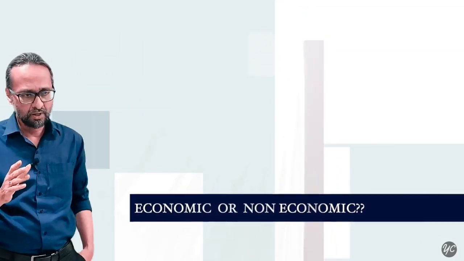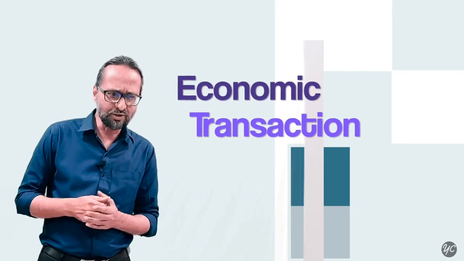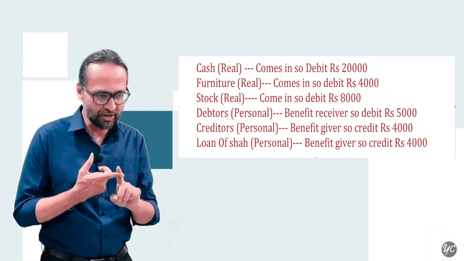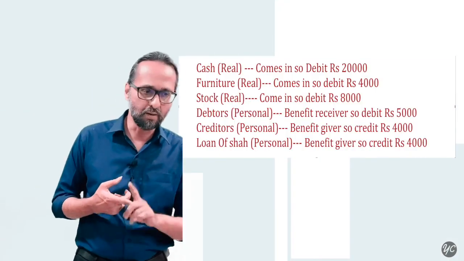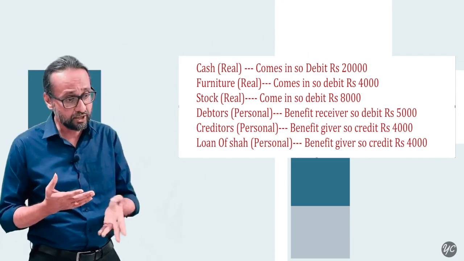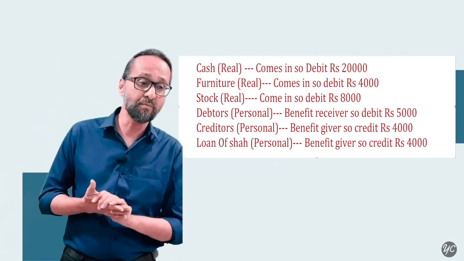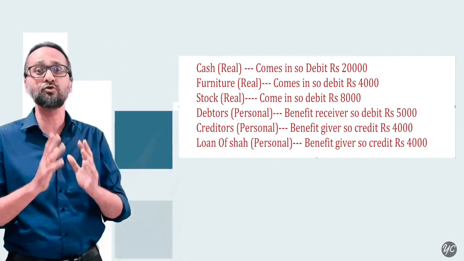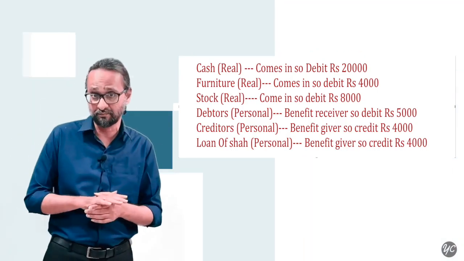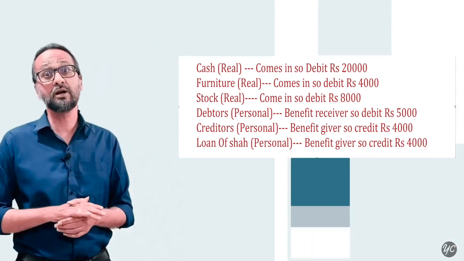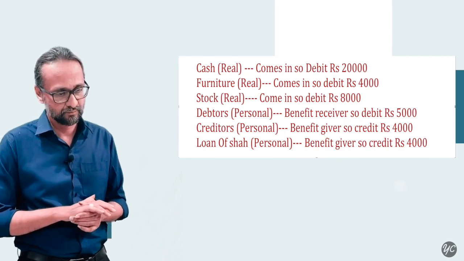First of all, we have to identify whether it is an economic transaction or a non-economic transaction. This is an economic transaction. How many accounts are associated with this transaction? Number 1 is cash, number 2 is furniture, number 3 is stock, number 4 is debtors, number 5 is creditors and number 6 is loan. Total 6 accounts are associated with this transaction. We require at least 2, but here it is a total of 6, so it's a good one.